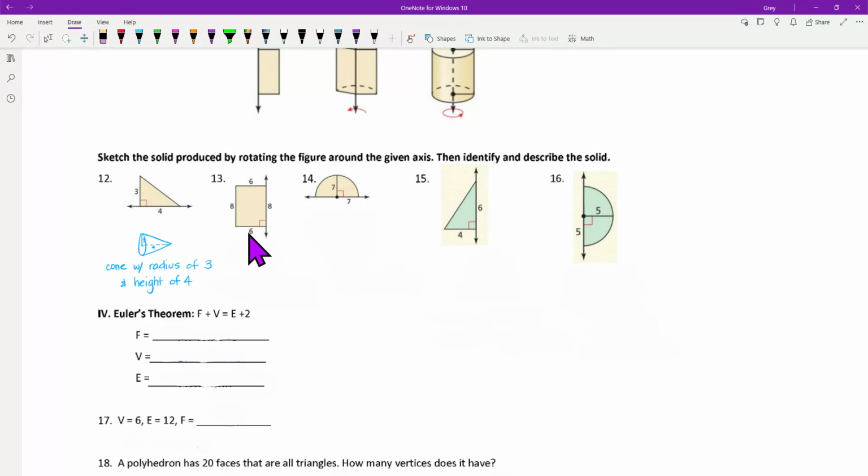The next one, 13, is kind of like what you saw up here, so hopefully that was easy for you. If I were to draw it, I'm going to draw a cylinder where it has a height of 8. So a cylinder with a height of 8 and a radius of 6.